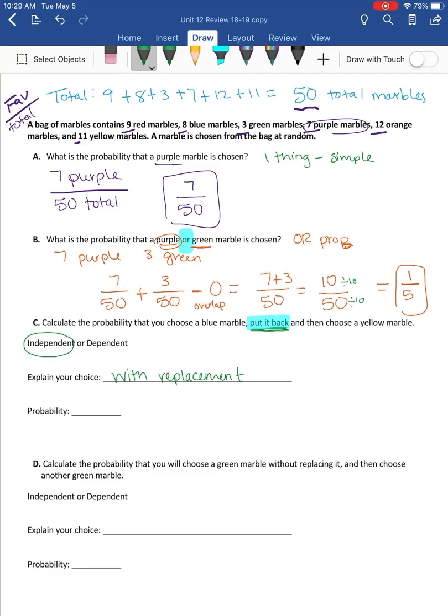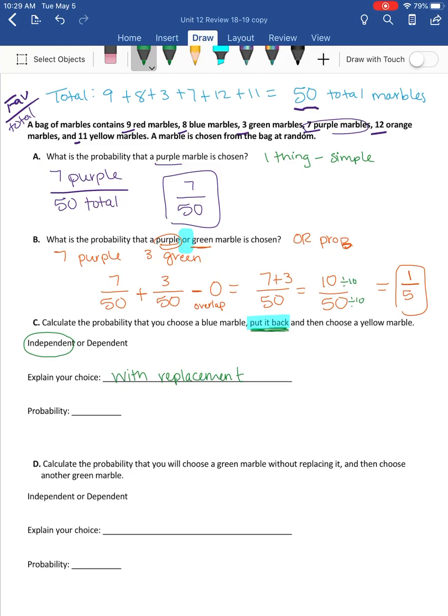So remember, if we replace it, basically we're resetting it at the beginning. If we replace it, we're resetting it. We have the exact same conditions or the exact same chance of getting a blue marble as we do of getting a yellow marble because we reset everything when we're looking at the yellow marble probability.